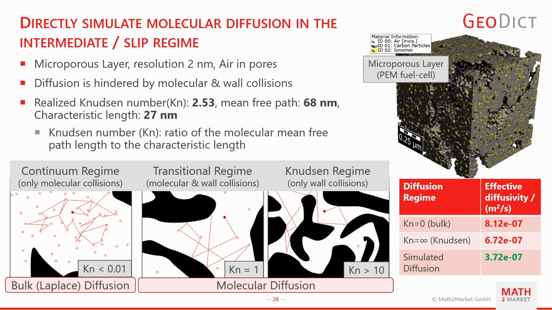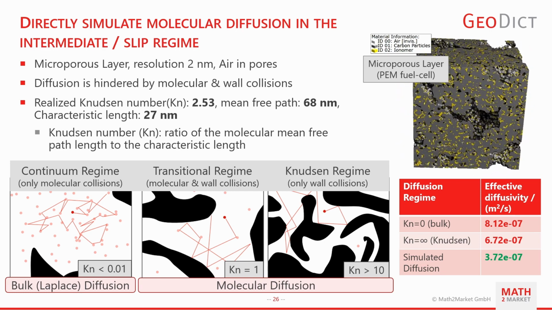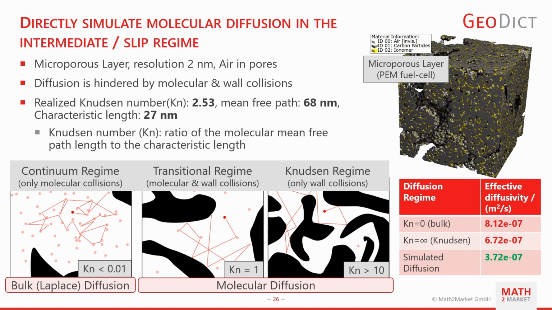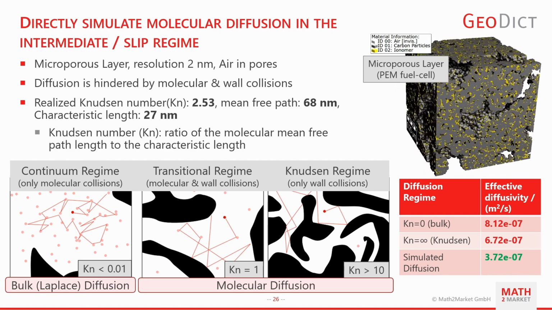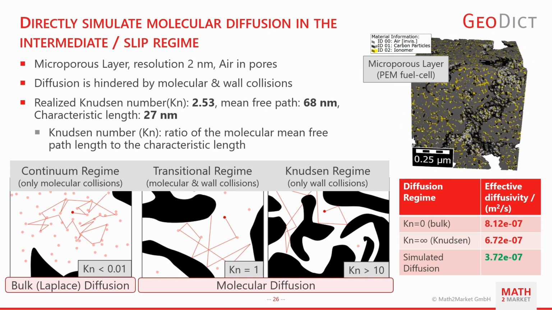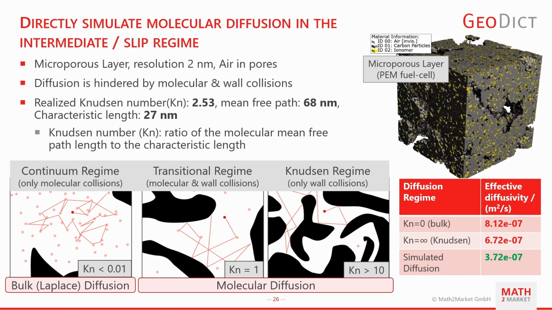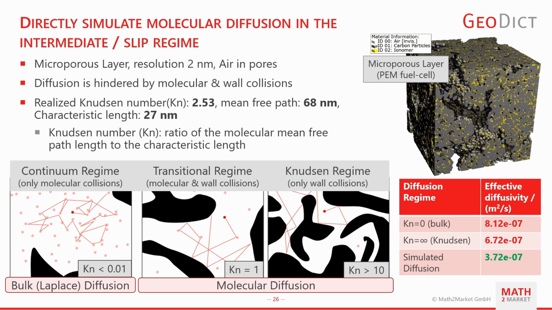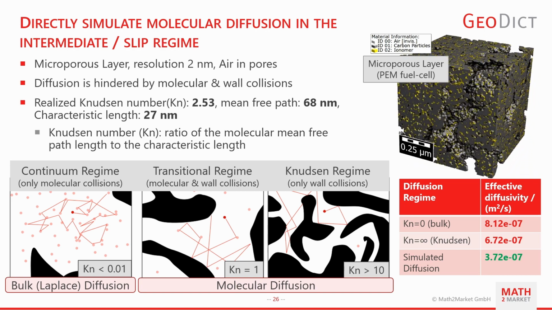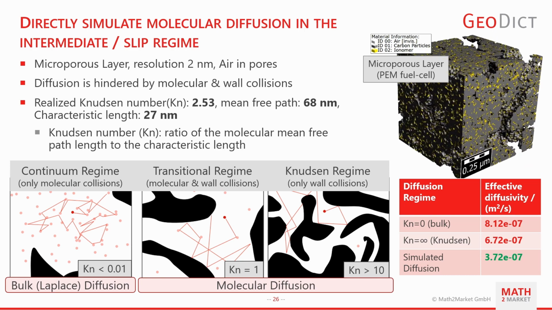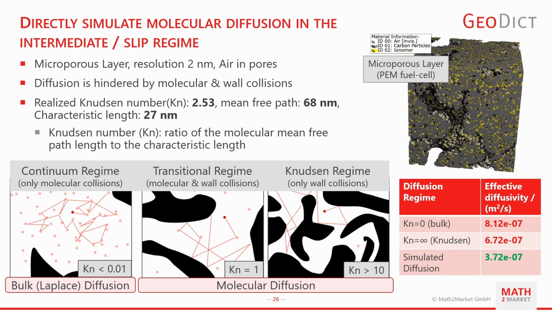This is shown here for a geometry model of a microporous layer from a gas fuel cell, where the gas has a mean free path of 68 nanometers and the geometry a characteristic length scale of 27 nanometers, resulting in a Knudsen number of 2.53. If one solves the Laplace equation or considers only the particle-wall collisions, the computed effective diffusivity is overestimated by more than a factor of 2 compared to the correct molecular diffusion result. The computed effective diffusivity values are shown at the bottom right of the slide. So with DiffuDict, all diffusion regimes are handled correctly.